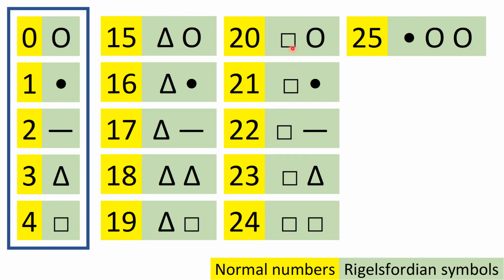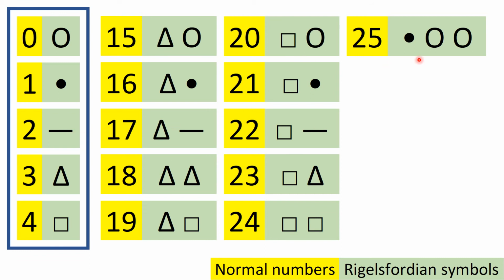With numbers from 20 to 24 we always start with a square to show 4 groups of 5, and then the second symbol shows how many extra we have. So for example, with 22 we start with a square, so that's 4 groups of 5, so 20, but we need an extra 2 to make 22, so our second symbol is a dash.